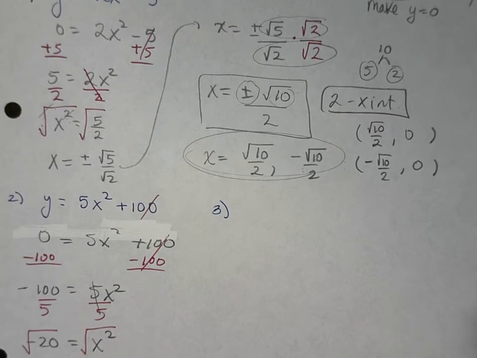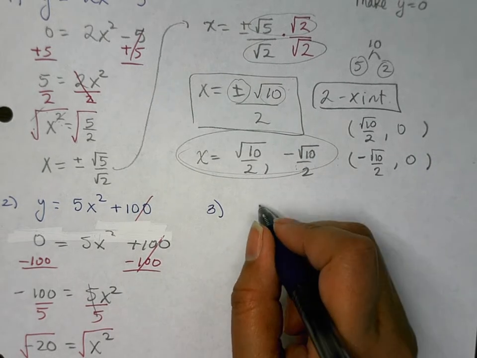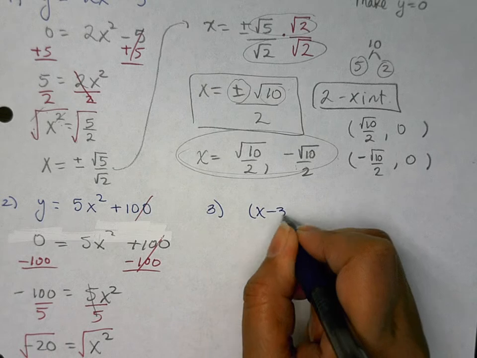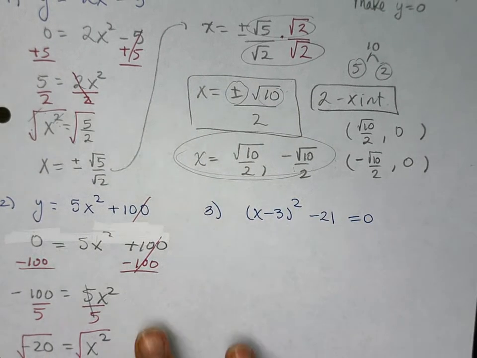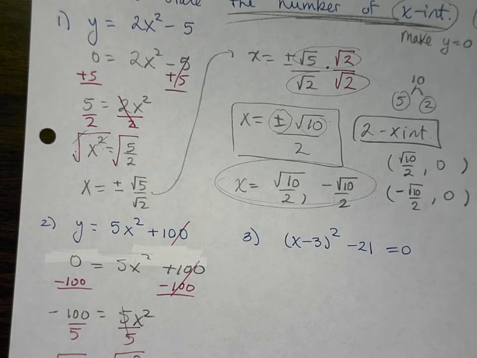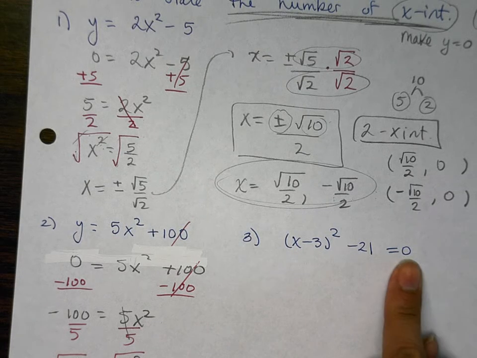All right, number 3 is the way they're going to be writing it in the book. And it's actually just one step easier. Number 3, I'm going to write it as the quantity of x minus 3 squared minus 21 equals 0. What's the only difference between the way I wrote number 3's equation versus 1 and 2? What is that? It's in parentheses. Good. That does make things a little different. What else?